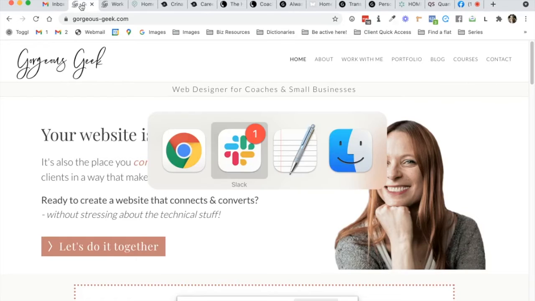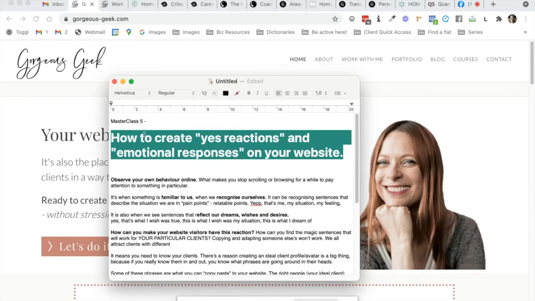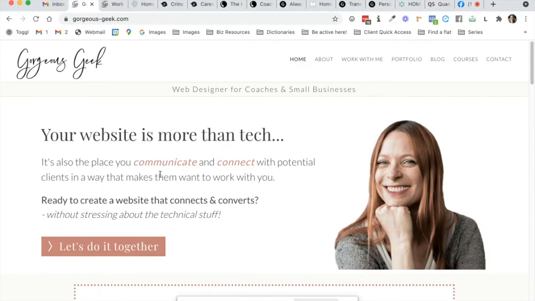Just a quick look at my notes here, because I can't remember everything exactly. One thing people are familiar with from marketing, for those of you who have ventured out a bit and know some marketing strategies, is pain points. I don't really like the words. I'd rather call them relatable points, or creating yes reactions and emotional responses. Because what you want, first of all, is to make people feel that you understand them.